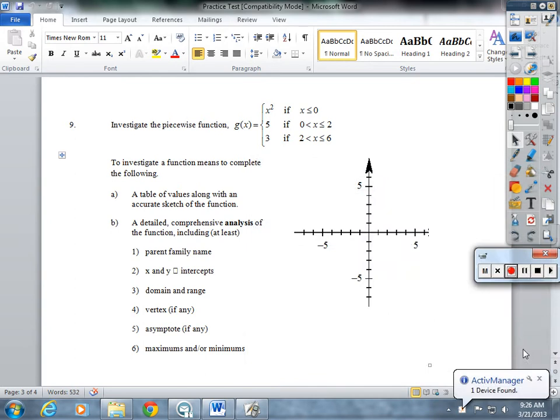Okay, here we are with part 2 of our Unit 3 practice test. Number 9, question. Investigate the piecewise function g of x, represented by x squared when x is less than or equal to 0, 5 when x is between 0 and 2, and 3 when x is between 2 and 6. First step, letter A, to investigate a function means complete the following table of values along with an accurate sketch of the function.